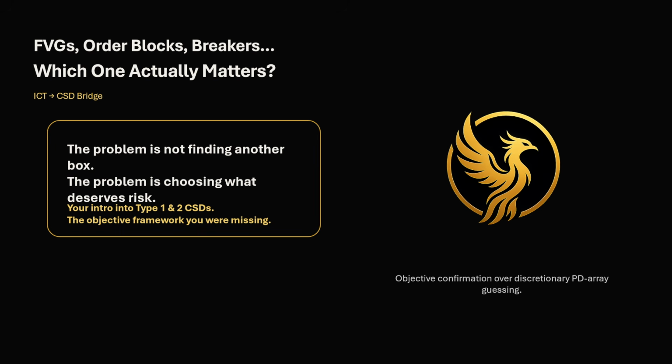PD arrays can show us where price may react, but location alone cannot prove that delivery has changed. I didn't need another box, I needed confirmation, and that became the foundation for my CSD framework. In this video, I'll show you how my CSDs bridge the gap between potential location and objective confirmation, how my Type 1 and Type 2 CSDs fit into one repeatable model, and why the best CSD is the one that agrees with the environment, directional bias, location, and drawn liquidity.